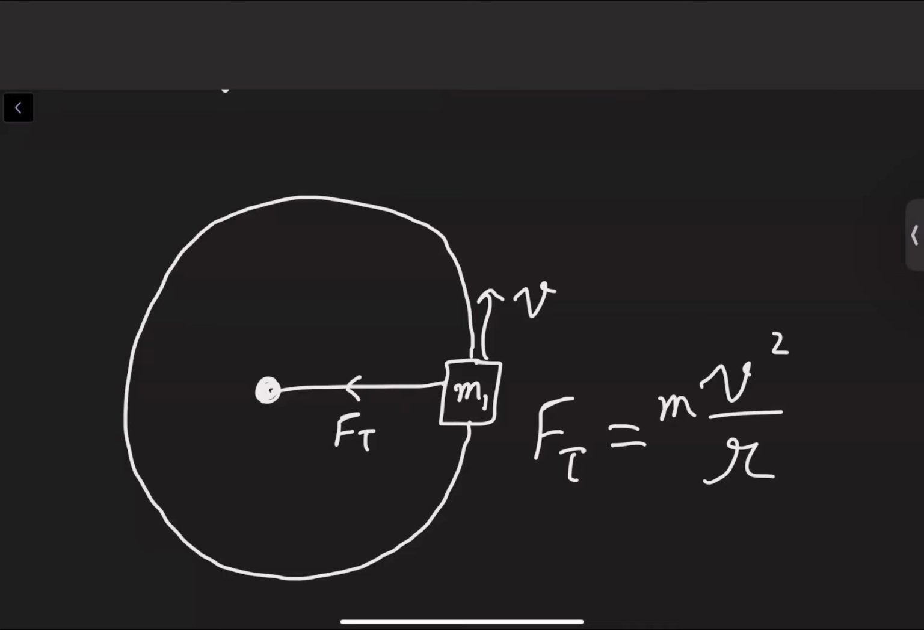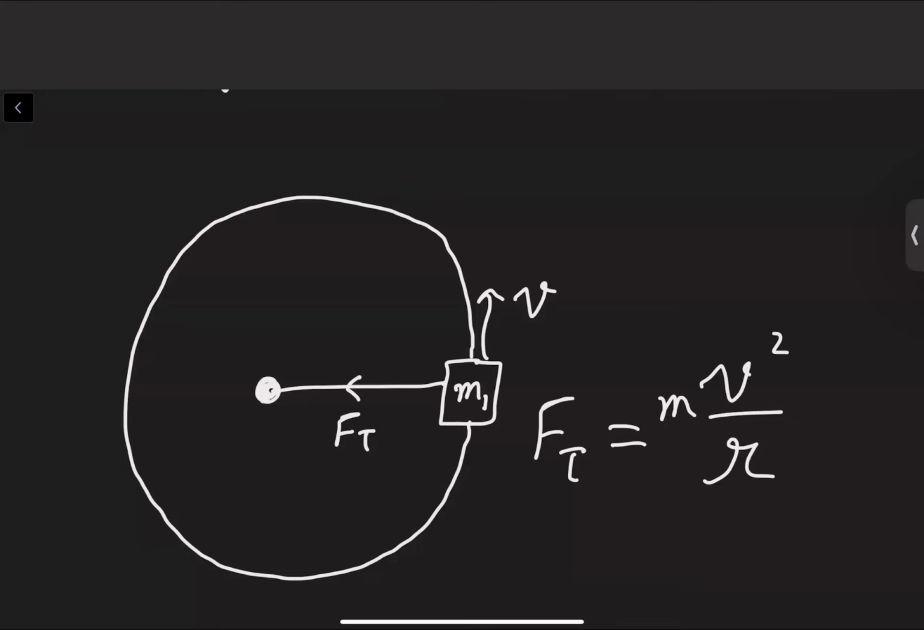Centripetal force is not a separate physical force. It is just the name of whatever force is acting along the center. So like normal force is a physical force, friction force is a physical force, tension force is a physical force, but centripetal force is not a physical force. It is the name given to any force which is acting towards the center.